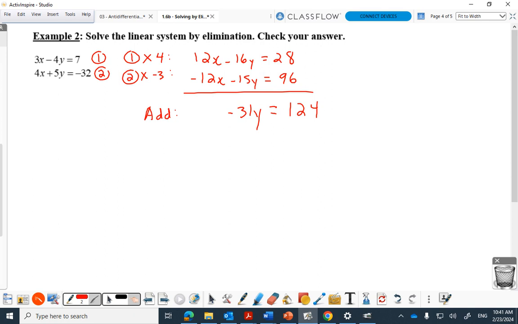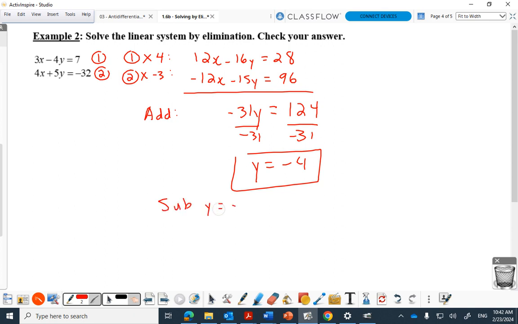What's that? Oh yeah, divide by negative 31. Answer negative 4. I love a box around it because I'm going to be looking for that y later anyway, so why not put a box around it so I can find it easily. And then sub y equals negative 4.